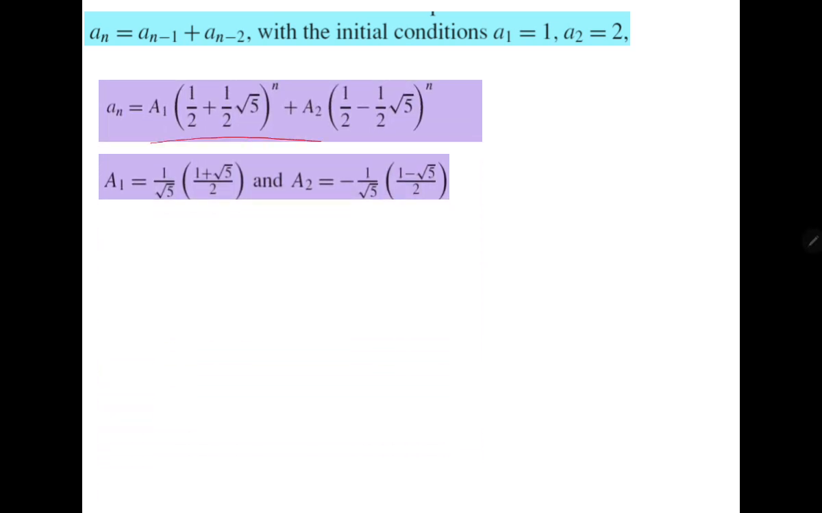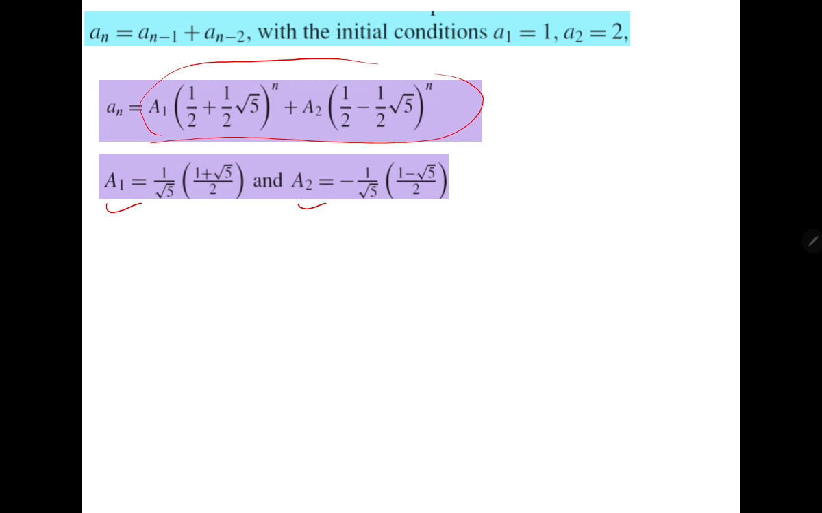a_n is equal to a_(n-1) plus a_(n-2) with the initial condition. If you recall, it is the Fibonacci sequence, and if you solve it, you will get a quadratic equation in alpha whose roots are (1 plus root 5)/2 and (1 minus root 5)/2. So the general solution would look like this, and if you use the initial conditions, that gives you the values of a1 and a2.